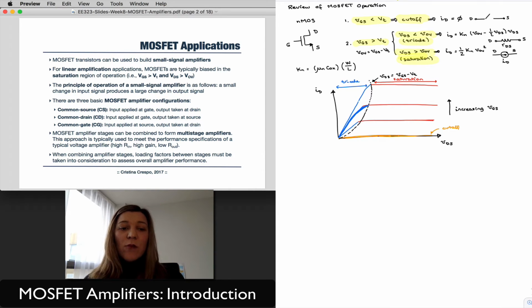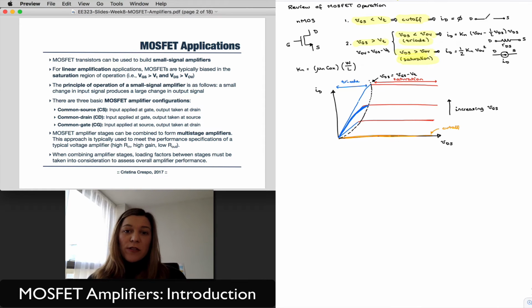And so we have the common source amplifier, common drain amplifier, and common gate amplifier. And again, it's simple. For the common source, the source is the common signal, and so the input is applied at the gate. And when we say the source is the common signal, that's typically referred to as the AC ground, the ground for small AC signals.